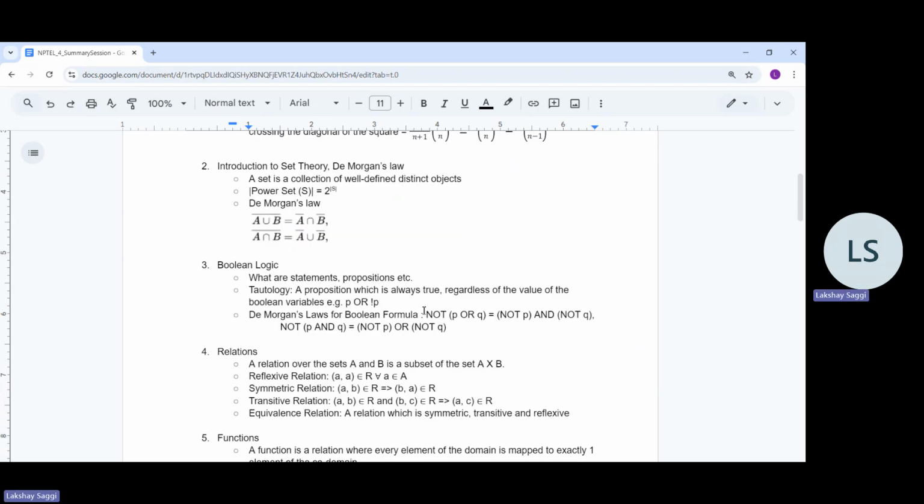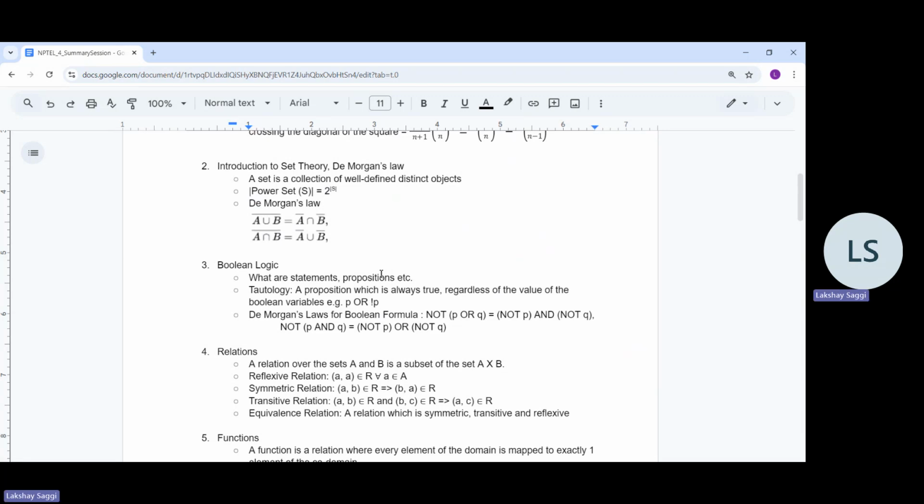Then in the third week, we started discussing Boolean logic. In Boolean logic, we first discussed what we mean by statements, what we mean by propositions, and so on. I hope everyone remembers what these are. Propositions are statements whose value is always either true or false. They can't have any third value. And we saw there are statements which are not propositions. There are statements which are vague and won't necessarily be either true or false.